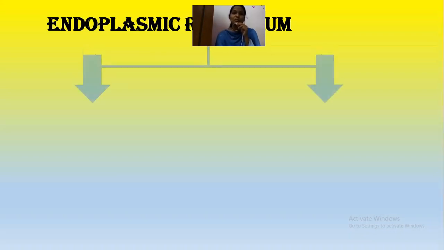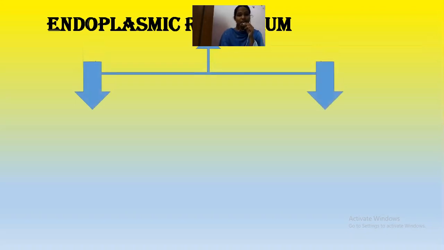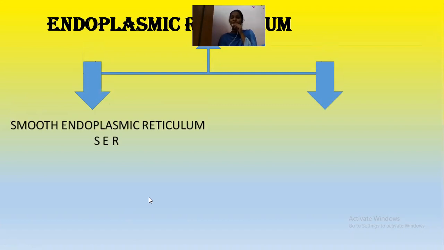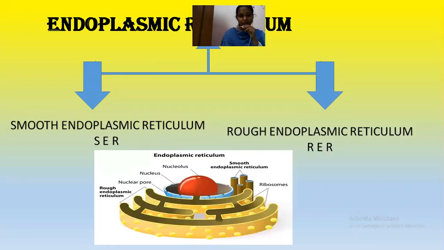The next cell organelle is the endoplasmic reticulum. The endoplasmic reticulum is of two types: rough endoplasmic reticulum and smooth endoplasmic reticulum. The rough endoplasmic reticulum is associated with ribosomes, whereas smooth endoplasmic reticulum is not associated with any ribosomes. The function of the endoplasmic reticulum is that it forms the cytoskeletal system and the intracellular transportation channel.